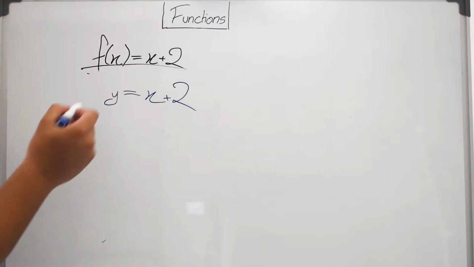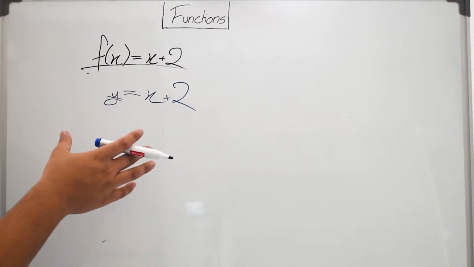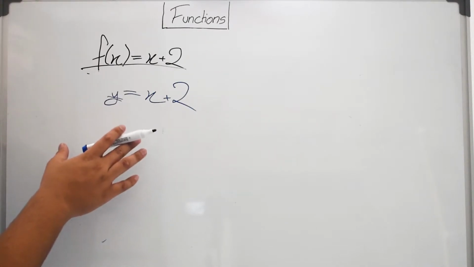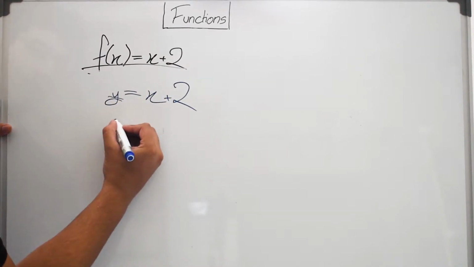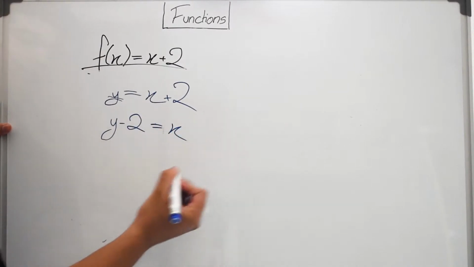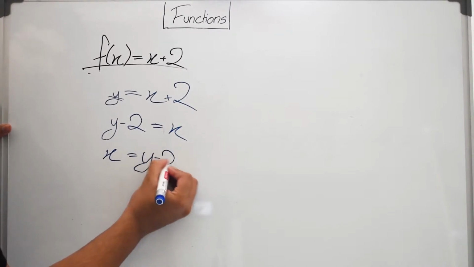Now right now y is the subject of the equation. We have to make x the subject of the equation. So in this case it's really easy. We just have to move minus 2 over there. So it will be y minus 2 is equal to x. So x is equal to y minus 2.